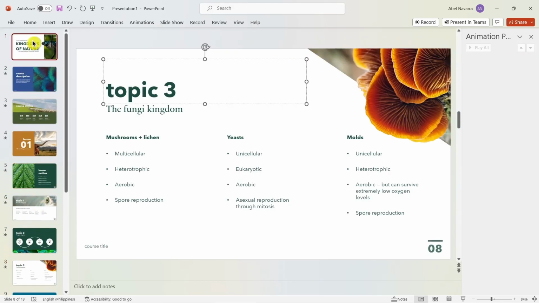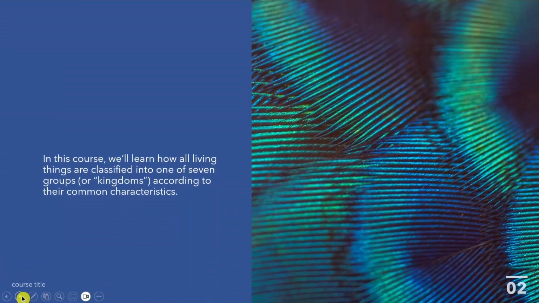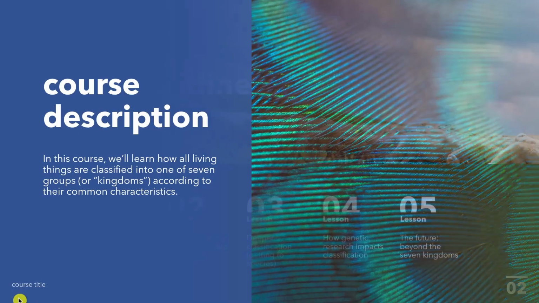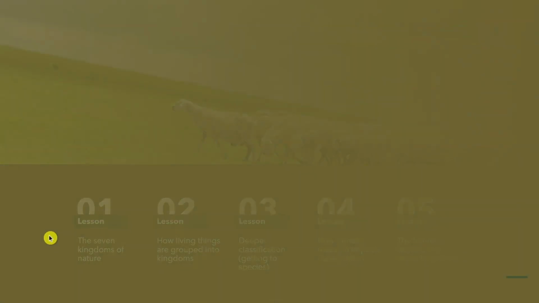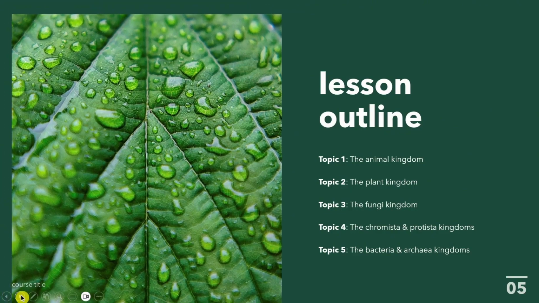So as you can see, if we're going to preview our changes, you can see the transitions and animations that we have just added on our Microsoft 365 PowerPoint. So that's it. So that's how you can easily add animations and transitions.